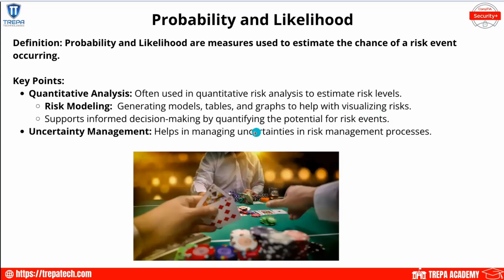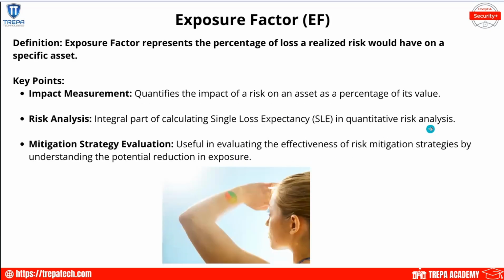So let's define some other terms: probability and likelihood. Probability and likelihood are measures used to estimate the chance of a risk event occurring. So quantitative analysis is often used to analyze and to estimate the risk levels. The exposure factor represents the percentage of loss a realized risk would have on a specific asset. So this quantifies the impact of a risk on an asset as a percentage of its value. This is an integral part of calculating single loss expectancy.